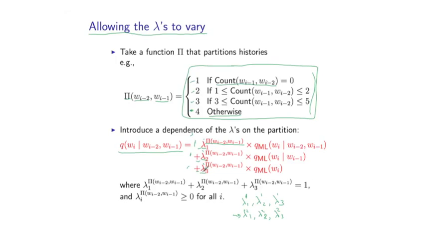Again, these lambdas can be optimized using validation data in a very similar way to what I showed you on the previous slide. And one crucial aspect of this is that, in particular, if this bigram count is equal to 0, this parameter lambda 1 will actually be equal to 0, because this maximum likelihood estimate will actually not be defined in that particular case.